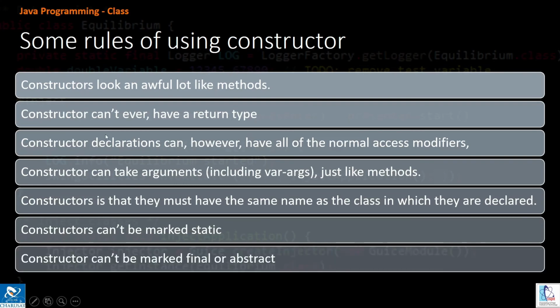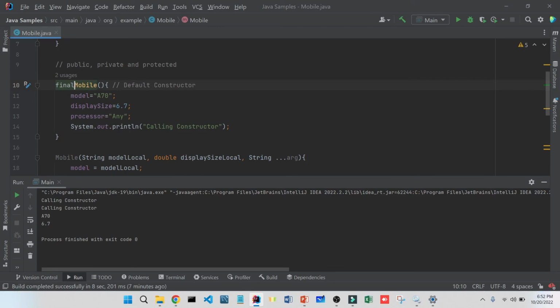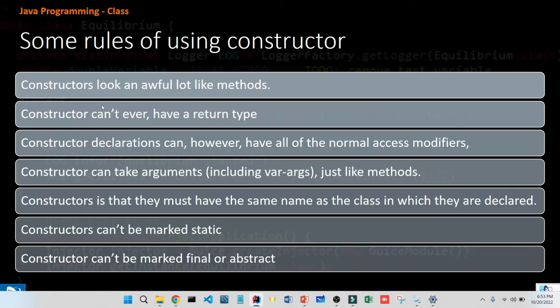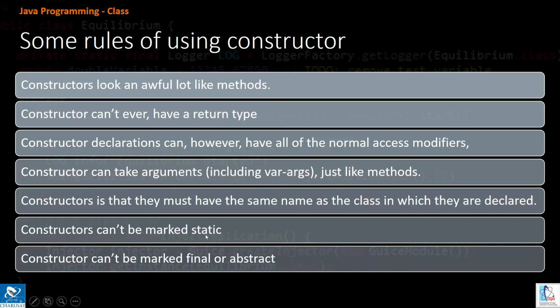And the last one is that the constructor can be marked final or abstract. You cannot use the final keyword with the constructor. Also, you cannot use the abstract keyword with the constructor, because abstract, final, and static are all applicable to methods. That's why here it has been made clear that static, final, as well as abstract cannot be used with the constructor. That's it for this video.